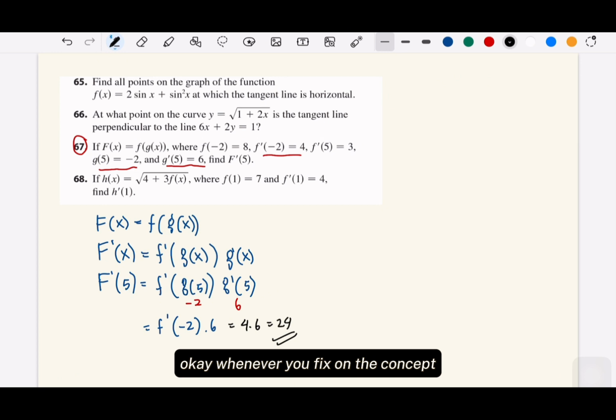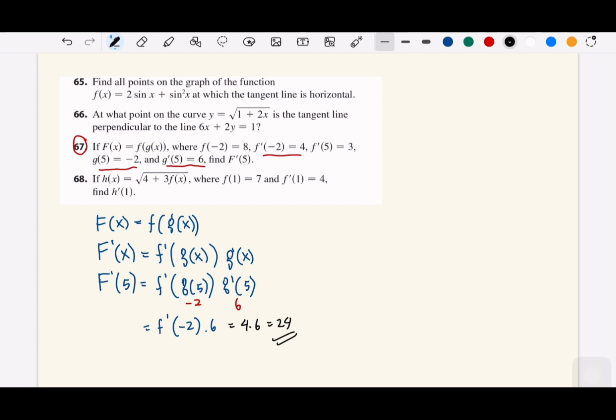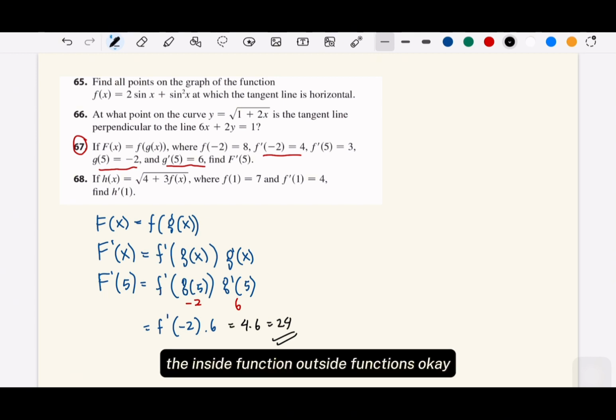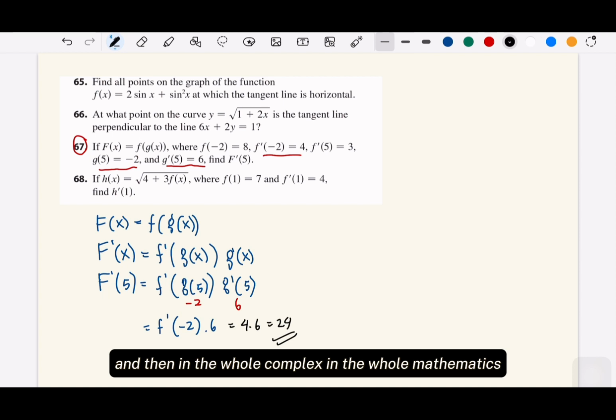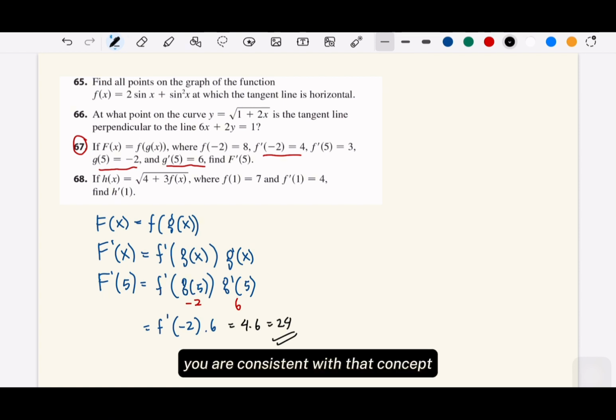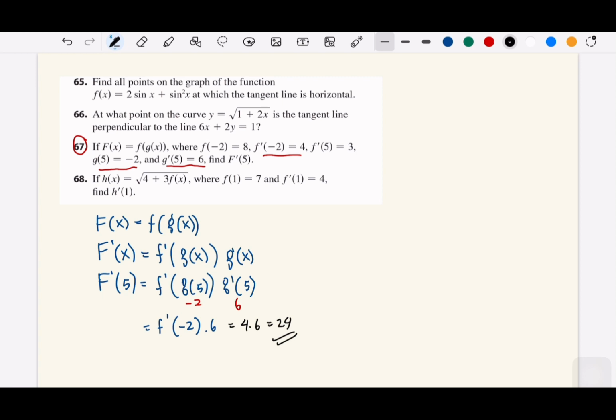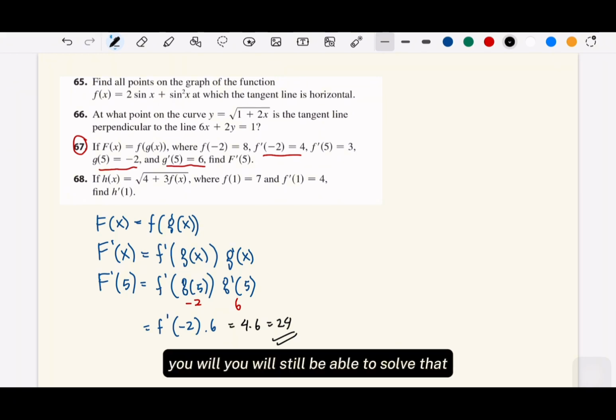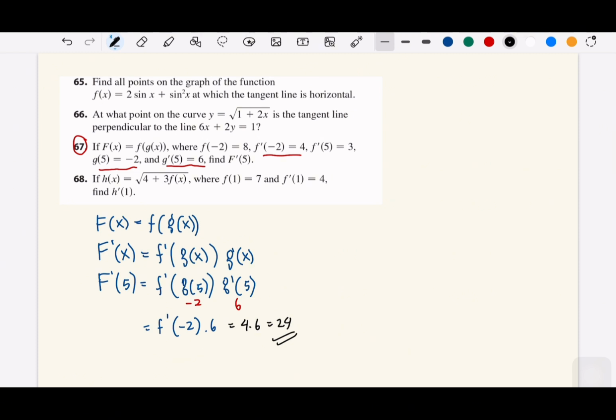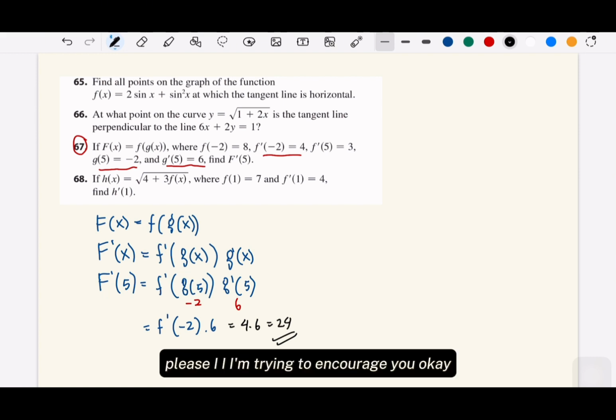Whenever you fix on the concept, you understand the concept: the inside function, the outside function. Then in the whole of calculus, in the whole of mathematics, you are consistent with that concept. Whenever the question is trying to intimidate you, you will still be able to solve it. So you can actually conquer the questions. Maybe when you see the questions, you can smile and say, okay, I can do it. And sometimes maybe you cry. Okay, please, I'm trying to encourage you.